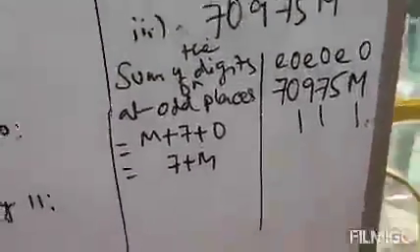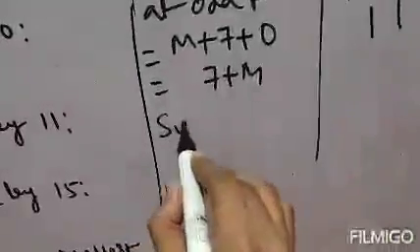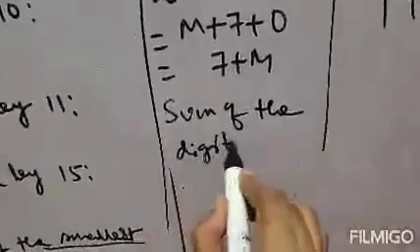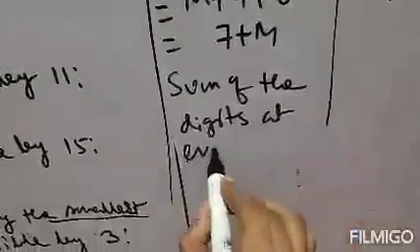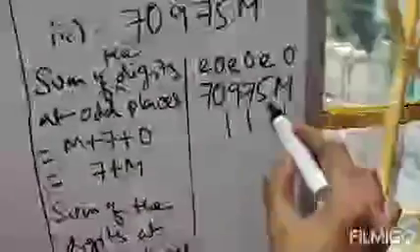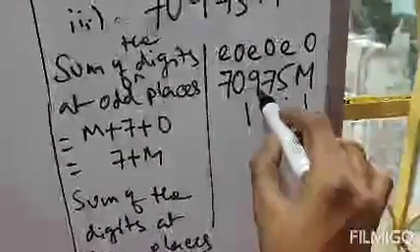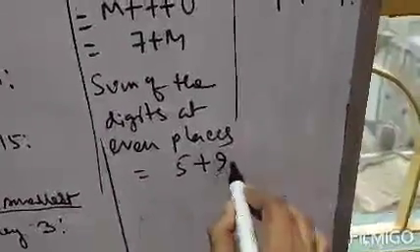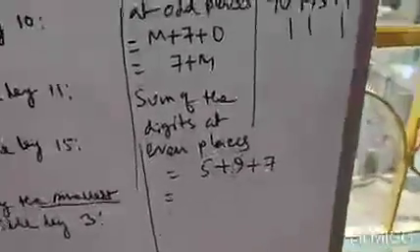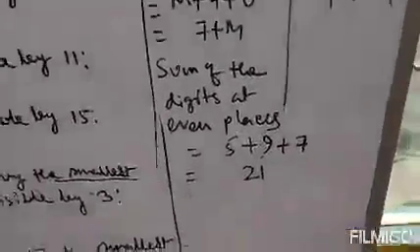So find out the sum of the digits at even places now. Even place means 5 plus 9 plus 7. That means 5 sevens are 12, 12 nines are 21. This is 21.